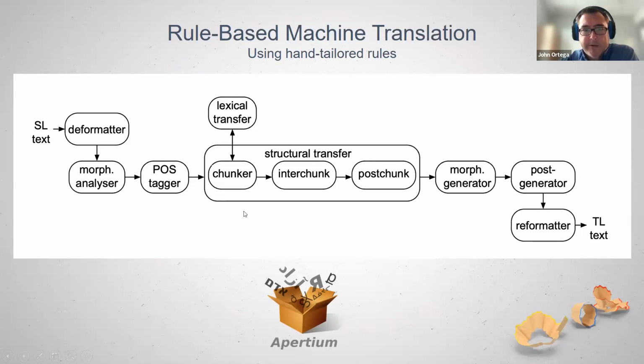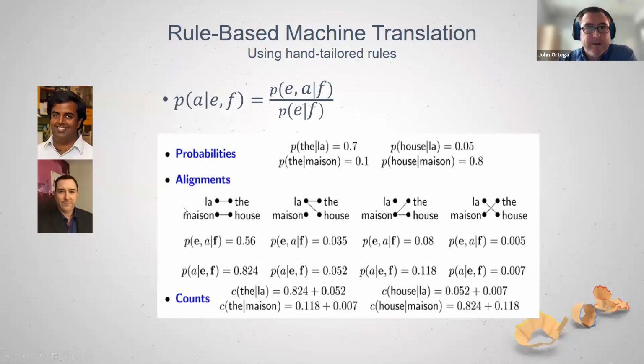So an RBMT typically looks like this, and it uses hand-tailored rules. So if you were to go to apertium.org, you could actually put in rules for low resource languages that you might speak. You may want to help out the community and add a rule or two in there. And this is one of the things that they do at Apertium.